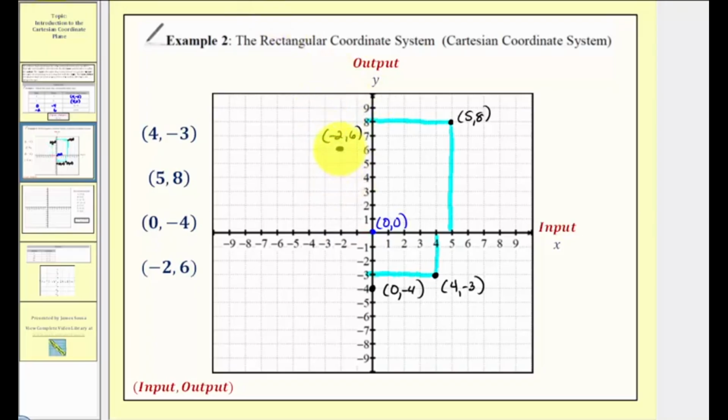Notice at this location the input is -2 and the output is +6.